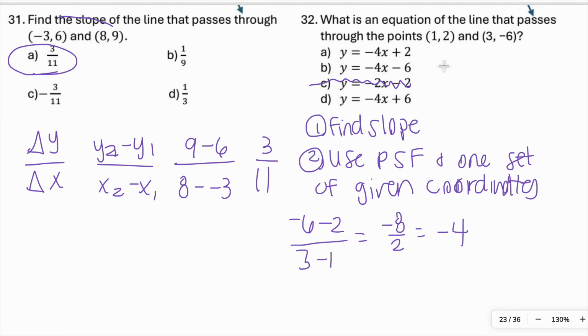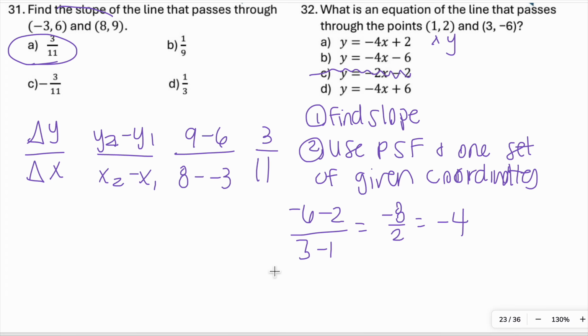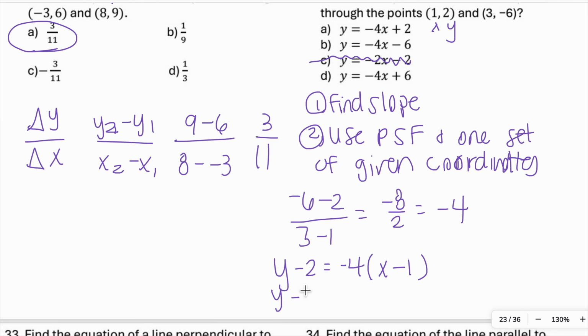And then the next thing I'm going to do is just plug in 1, 2 for my x and y. So I'm going to have y minus 2 is equal to -4 times parentheses x minus 1. I'm going to distribute that -4, so y minus 2 is equal to -4x plus 4, and then add 2 to both sides. I'm going to say y is equal to -4x plus 6. That should be option D.